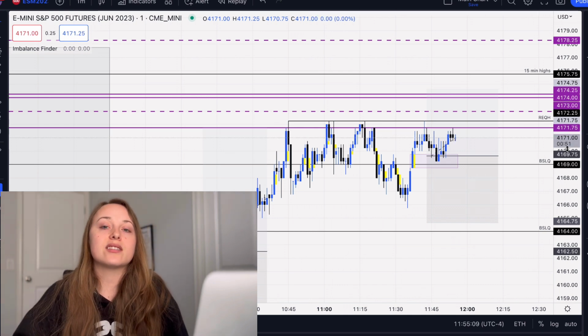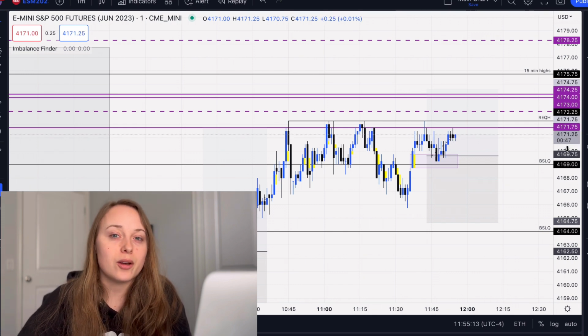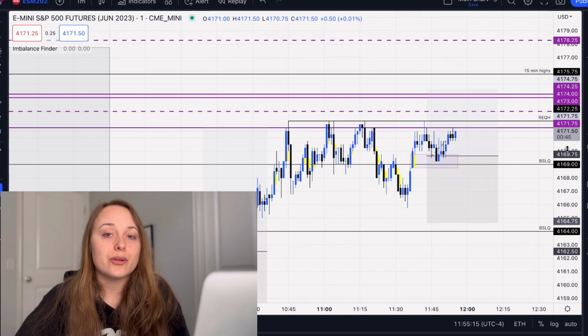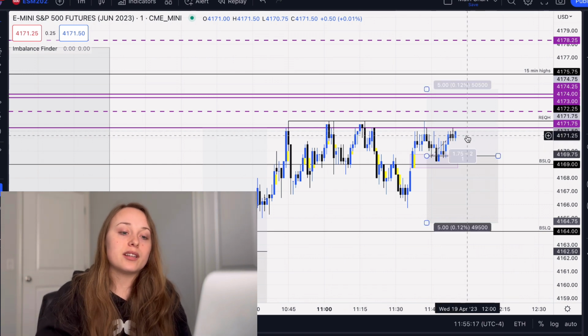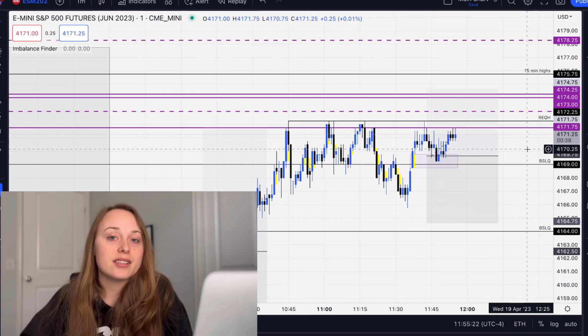And I just like that it's in the macro. And again, we have a consolidation kind of market profile. So who knows what the market will do. But I do want to see it hit through these relative equal highs right now.